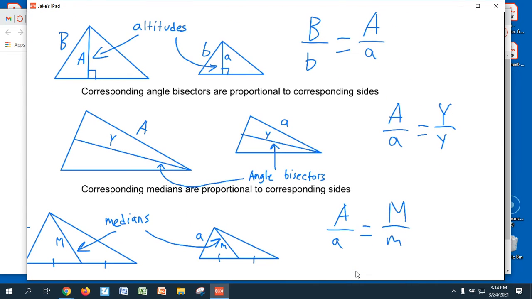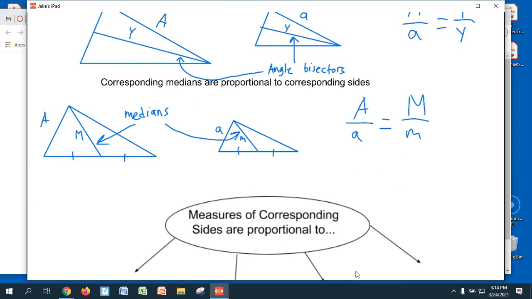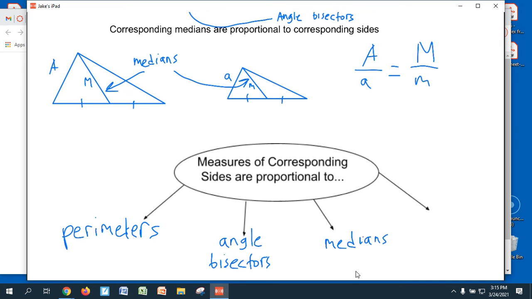Also, angle bisectors are proportional, as you can see with this proportion that I set up. Last thing, medians are also proportional. So there's a lot we can gather. This thing on the bottom says measures of corresponding sides are proportional to four things that we just talked about: perimeter, angle bisectors, medians, and also altitudes.